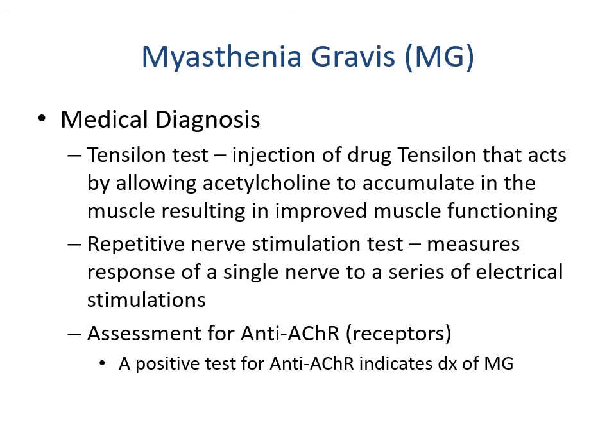So for the medical diagnosis, we have a Tensilon test. We inject the drug Tensilon, which acts by allowing acetylcholine to accumulate in the muscle, resulting in improved muscle function. We also have the repeated nerve stimulation test, which measures the response of a single nerve to a series of electrical stimulations. And we can assess for anti-AChR antibodies. A positive test indicates that you have those antibodies. So in essence, you're attacking yourself, and this confirms a diagnosis of myasthenia gravis.